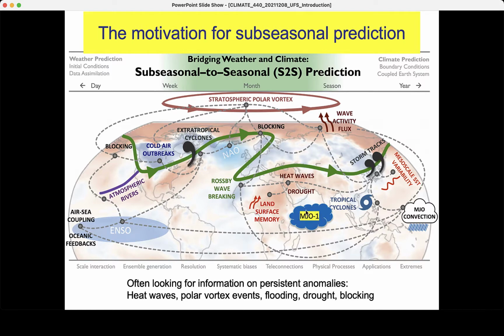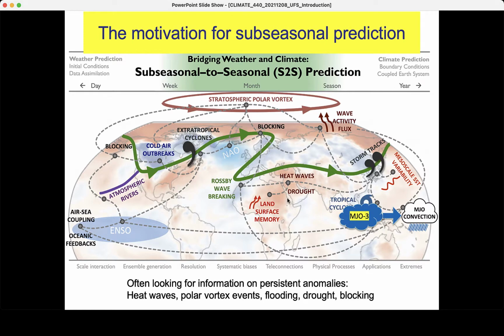And this one I've put as MJO, Madden-Julian oscillation, phase 1. I think the experts put it in 8 phases as it propagates from the western Indian Ocean across into the central Pacific. Here's phase 1, phase 2, phase 3, and then it continues on through phase 8.